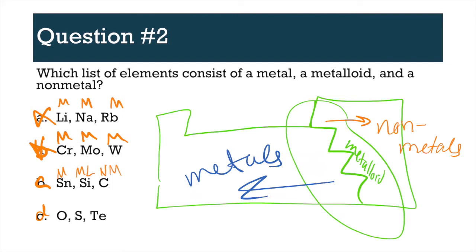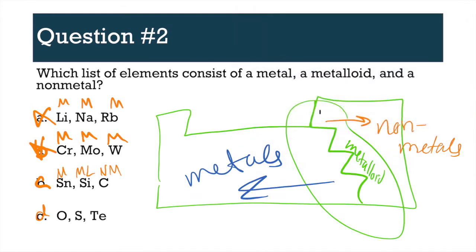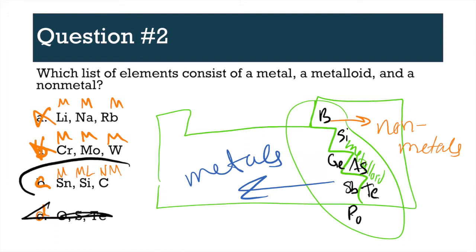So remember the metalloids that you need to know are boron, silicon, germanium, arsenic, Sb, Te, and Po. Okay. And if we look at choice D, these don't work, so your answer has to be C.